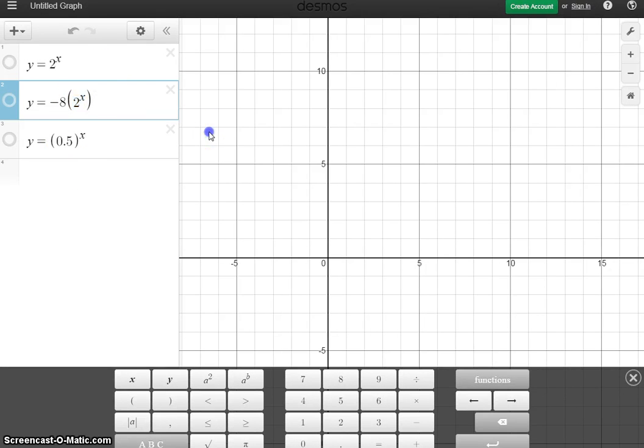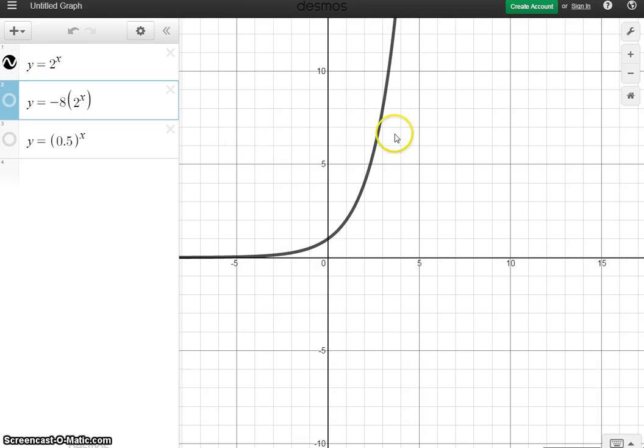What's actually happened here, this negative 8 out in front, if you can picture what something outside the function multiplied does, just like it did with quadratics or with a sine function, this causes not only a vertical stretch by factor 8, but a reflection across the x-axis. So you picture what this one looks like in terms of a shape. Picture what the shape would look like if this was reflected across the x-axis.